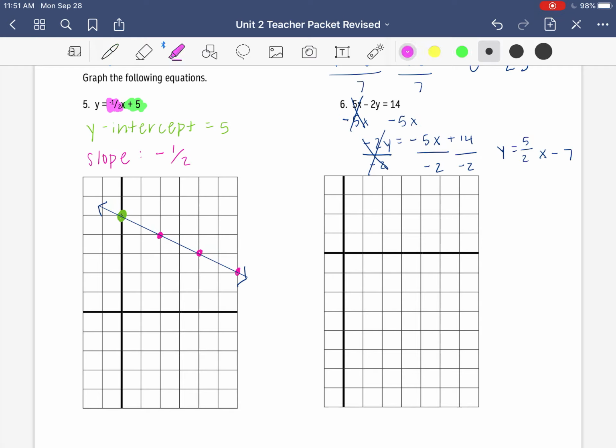And now from this equation, now I can see my y-intercept of negative 7, my slope of 5/2. So we plot the y-intercept first. I'm going to start at the origin and count down 7. 1, 2, 3, 4, 5, 6, 7 would be down here. 5/2 is positive, so it's telling me to go up 5 and to the right 2 to get my next points. So up 5, right 2, and now I can draw my line.